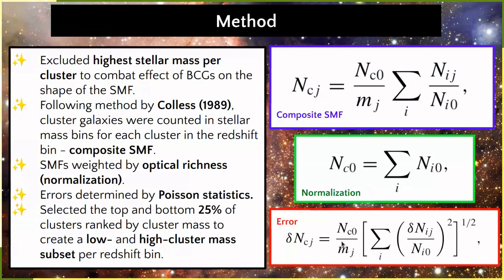We also bin clusters by cluster mass, not to be confused with stellar mass, by choosing the top and bottom 25% of clusters ranked by their mass. This essentially creates a low cluster mass and a high cluster mass subset for each redshift bin. Once this was done, we repeated the process for each redshift bin. This gives us a total of 12 composite stellar mass functions, 12 low cluster mass subset stellar mass functions, and 12 high cluster mass stellar mass functions as well.